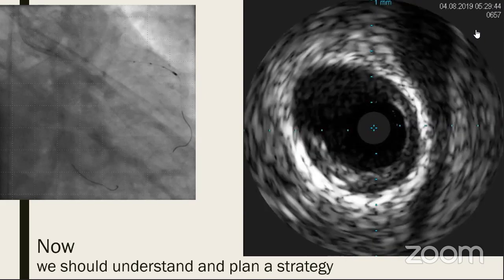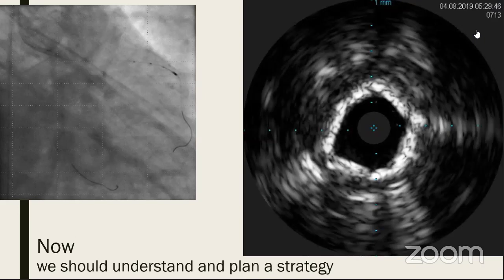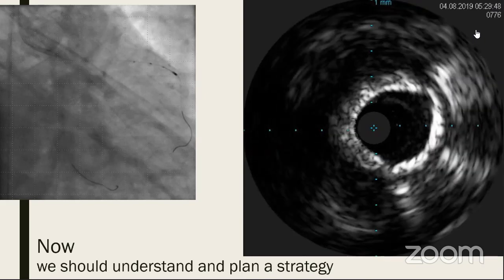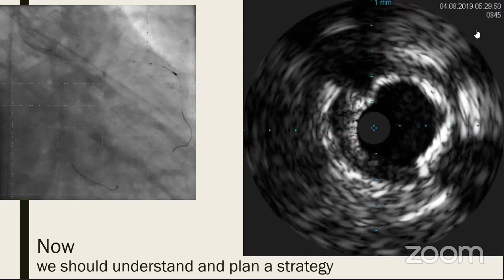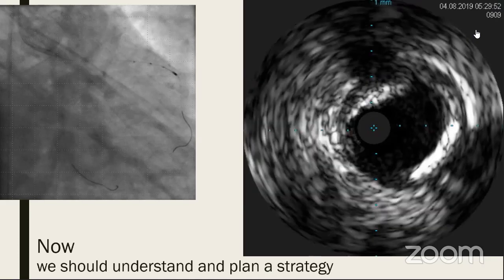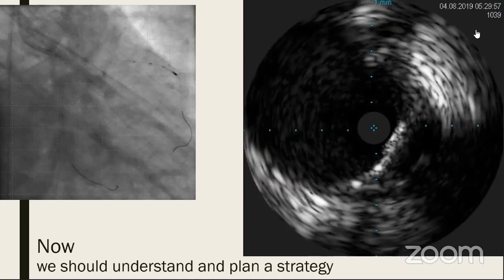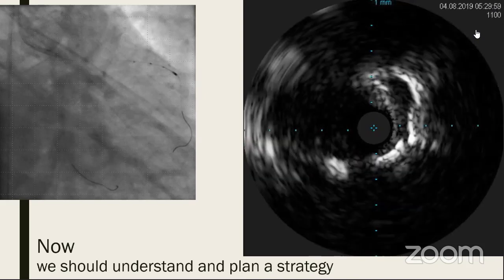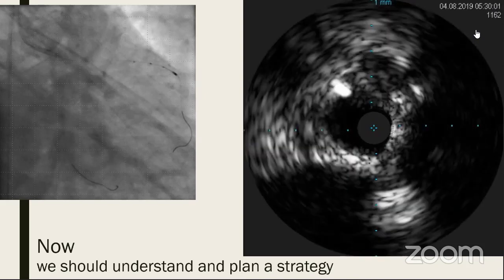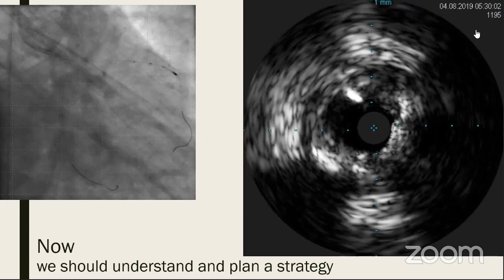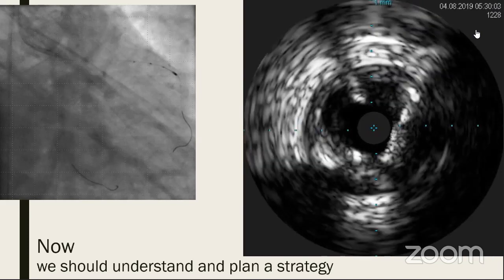These are a few branches coming from the LAD. Apparently, this was the diagonal. Again, a calcific long lesion in the proximal LAD. Here we have seen the aneurysm. And after the aneurysm is closed, we see the other wire that is at the circumflex.